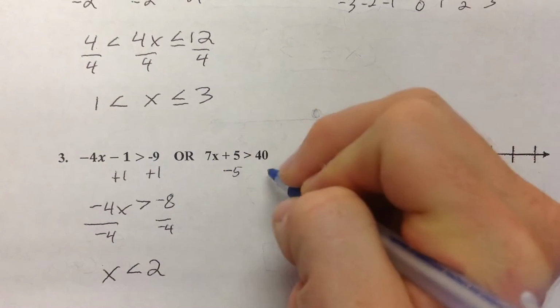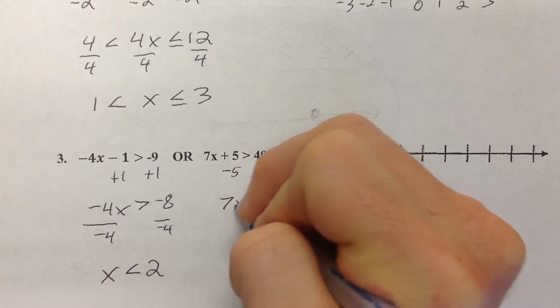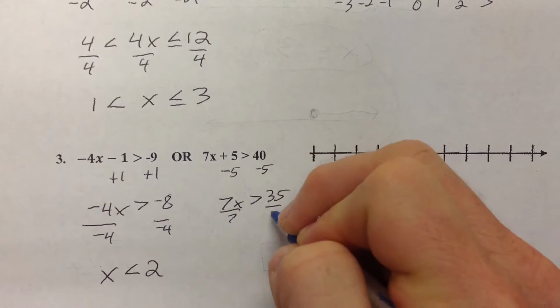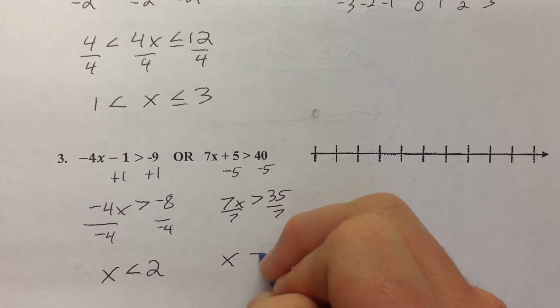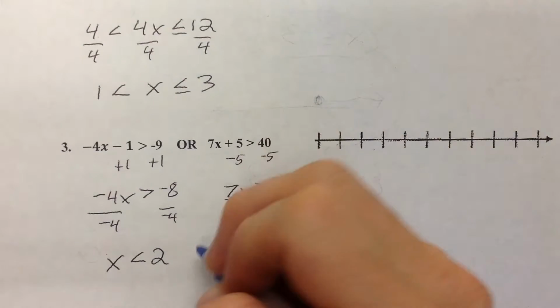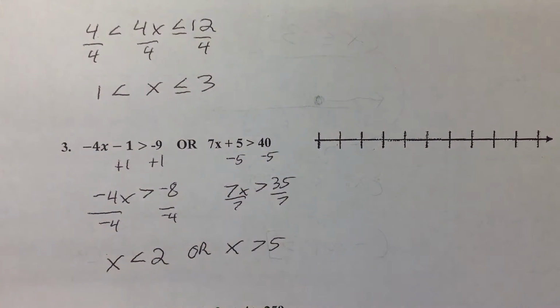Now all we do is we go over and we do the second problem. So we're going to subtract 5, 7x is greater than 35. Divide by 7, divide by 7. x is greater than 5. So our final answer would be x is less than 2 or x is greater than 5.